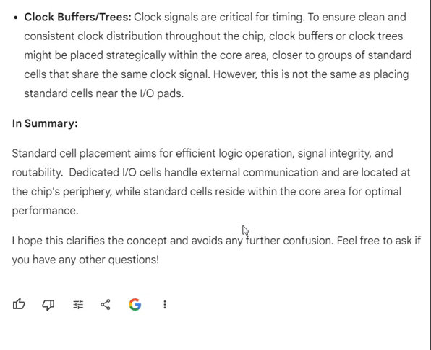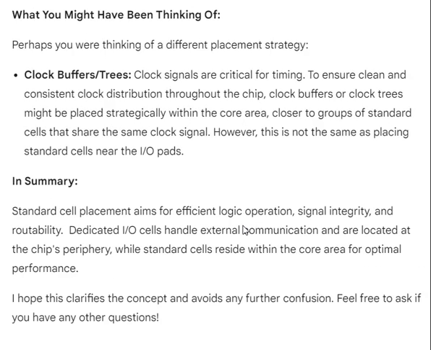In summary, standard cell placement aims for efficient logic operation, signal integrity, and routability. Dedicated I/O cells handle external communication and are located at the chip's periphery, while standard cells reside within the core area for optimal performance. I hope this clarifies the concept and avoids any further confusion. Feel free to ask if you have any other questions.